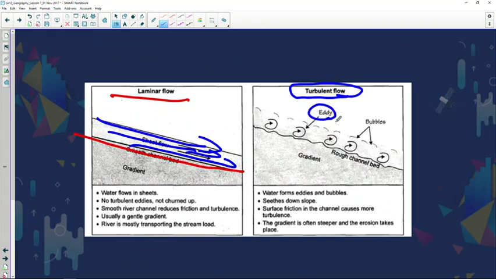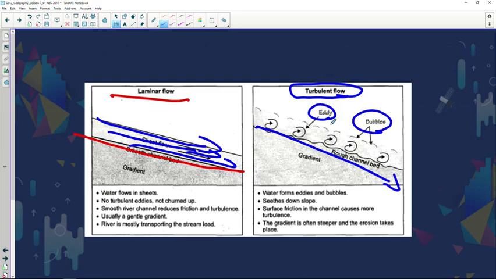Eddies is like the water is rolling over and lots of bubbles as the water moves quite fast downhill. And what can we say? It's usually downslope where it's a very steep gradient, and often because it's a rough riverbed, and it creates these eddies and bubbles on top of the water.